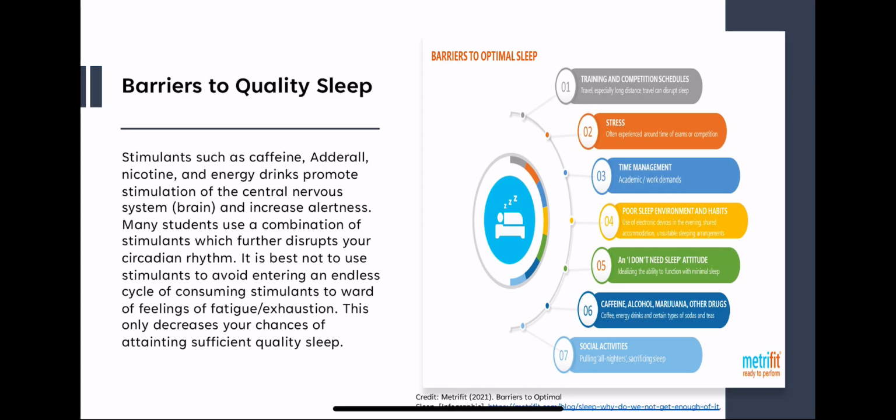Alrighty, so we're continuing on with the barriers. Some different things that keep the brain moving and alert that can cause a hard time getting enough sleep, getting to sleep at all: caffeine, Adderall, nicotine, energy drinks, just to name a few. And when students use a combination of these or even one of these, it can still disrupt your circadian rhythm, and that will interrupt your sleep and you won't get as quality sleep. So it's best for your health to avoid using those few things and anything that increases alertness for the brain and keeps you up a little bit longer at the end of the night.